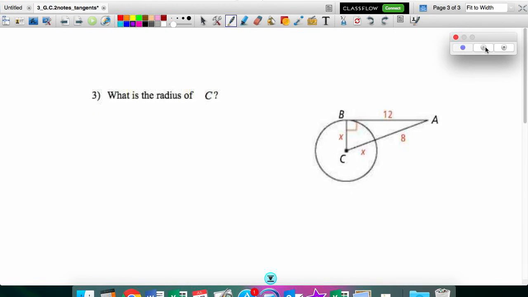In example 3, we want to find the radius of circle C. Once again, our symbol for circle did not show up, so if it's not on your notes, go ahead and fill it in at this time. Let's take a look at the picture. We have a tangent line, AB, even though they didn't tell us it was a tangent line. I knew it was a tangent line because it had a right angle. As you know, if it's a right angle, then it's a tangent line. If it's a tangent line, then there's a right angle.